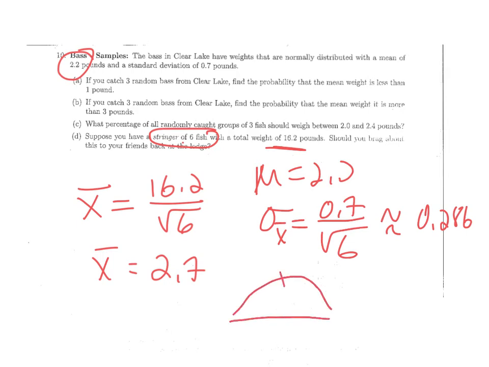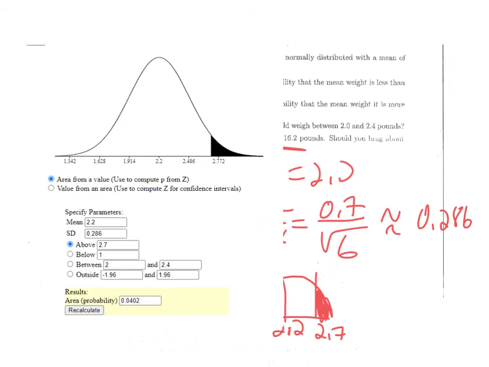Well, let's make a little sketch so I know what I'm looking for. 2.2 in the middle, 2.7 above, and I want that area. That's my probability, right? So it'll be above. So let's go use David Lane's calculator again and figure this out.